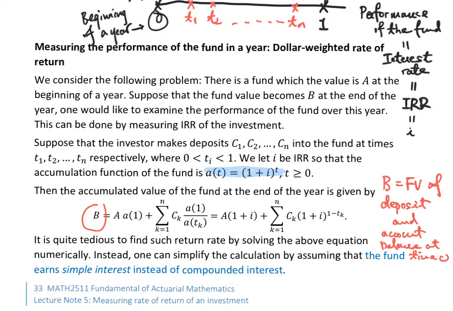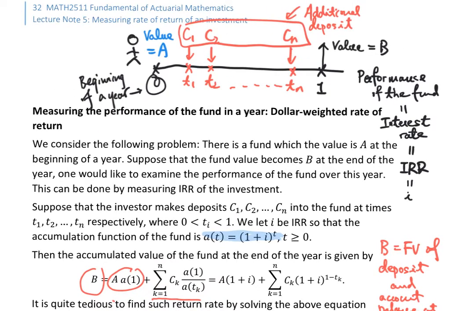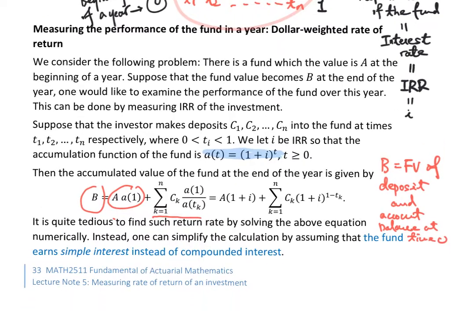Given this accumulation function, you can easily find this future value. For the first term, that will be the future value of your initial account balance, which is A at time 0. The second term will be the future value of the additional deposits. Remember, we have made n deposits here. So that will be our future value. If you substitute your accumulation function, this is the equation that you are going to get.